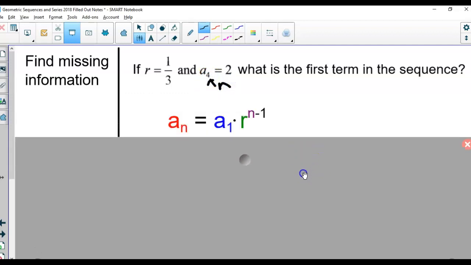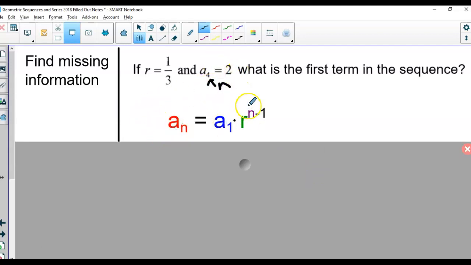Let's talk about what we have here. Well, I know my common ratio, my green: r is equal to 1/3. So I would put 1/3 in this green spot right here. I also know my n, and my n is equal to 4. When you see a problem like a sub 4 or a sub 10 or whatever they give you, that number is your n. So I put 4 in for the purple. I do not know the first term. That's what I'm looking for, that blue. But I do know the last term, a sub 4 is equal to 2.